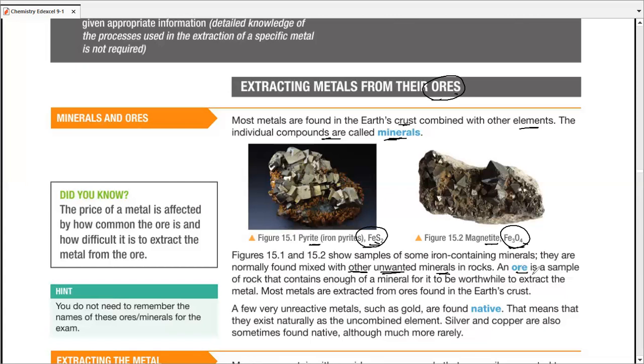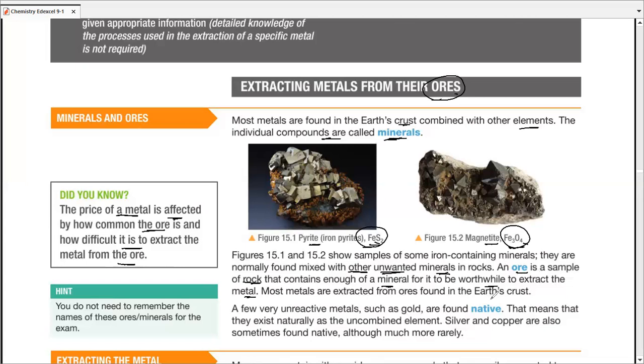Now, ore is actually a sample of rock that contains enough of the mineral to be worthwhile to extract the metal, which means ore would be enough quantity of that metal in the form of a mineral to be extracted, and it's actually worth the while, it's actually worth the price. Now, the price of the metal is affected by how common the ore is and how difficult it is to extract the metal from the ore. So that's how it works.